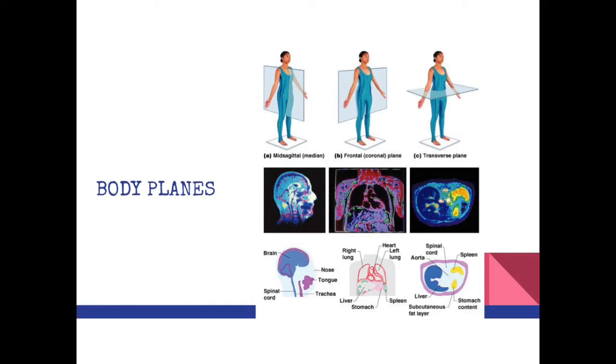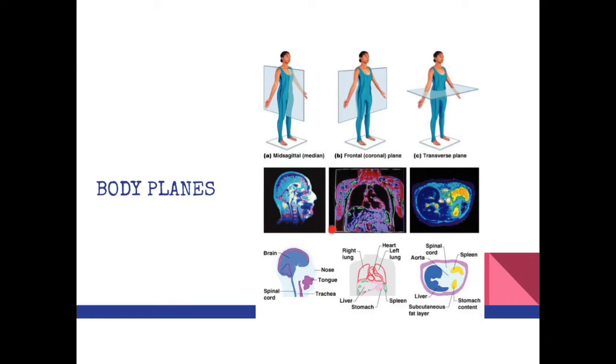So looking at some examples and diagrams here of those 3 different body planes or body sections. So here we have a mid-sagittal section. It's a sagittal section because it's going through the body from top to bottom through the midline, so it's mid-sagittal, and it's dividing the body into right and left sides. Frontal section is dividing the body into anterior and posterior, so front and back. Transverse section is dividing the body into superior and inferior parts.